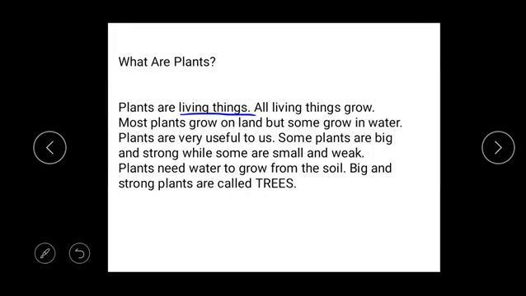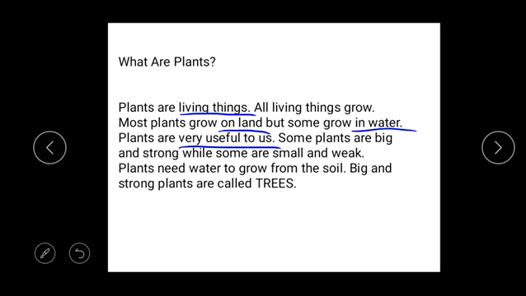Most plants grow on land, but some grow in water. So you have to take note that some plants grow on land while some grow in water. Plants are very useful to us, very useful. Without plants, I'm not sure we are going to be happy. Plants are very useful because they have so many importance.